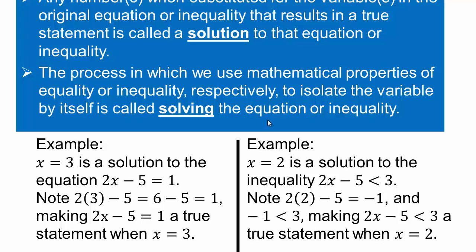So you can see that it doesn't just have to be one solution. There can be lots, infinitely many solutions to an inequality. So what about x equals 6? 2 times 6 is 12. 12 minus 5 is 7. 7 is not less than 3. So that would not be a solution to this inequality. So x equals 6 is not a solution to the inequality, but 2 was, 0 was, and there are many others.